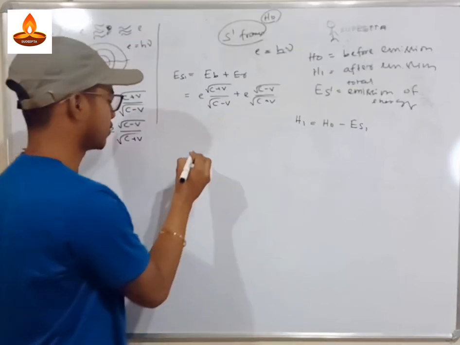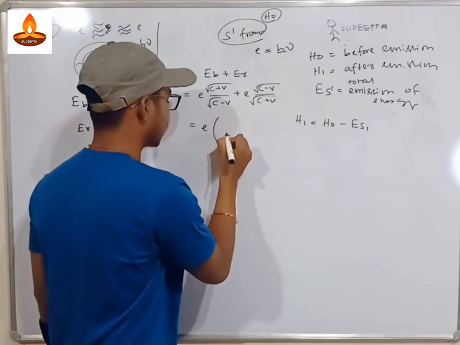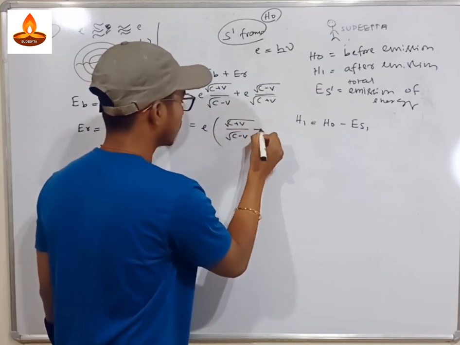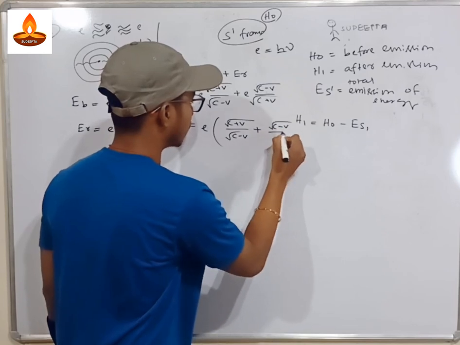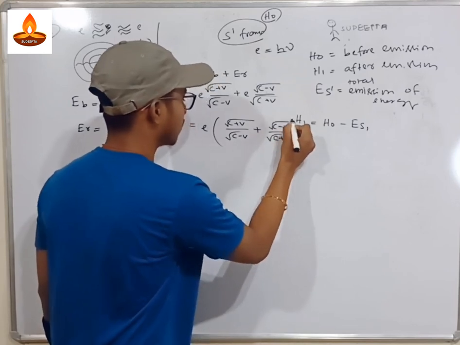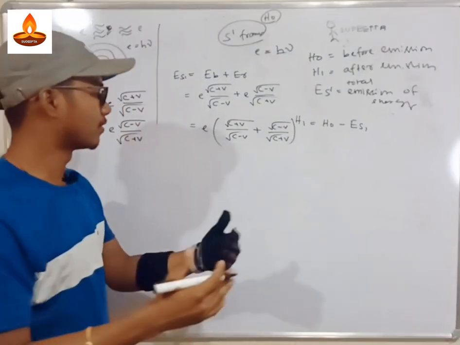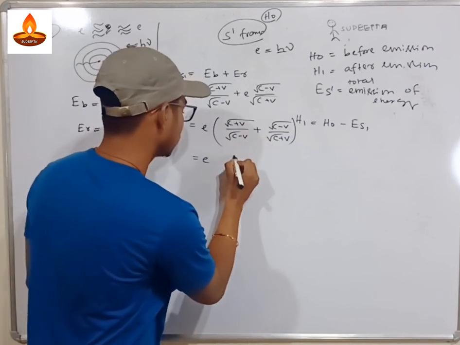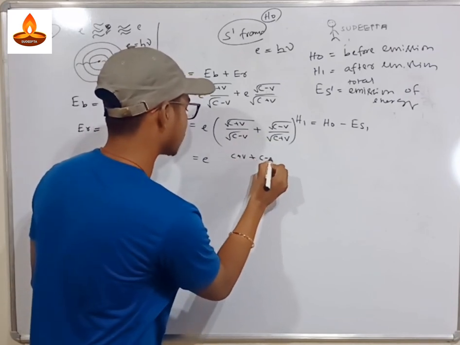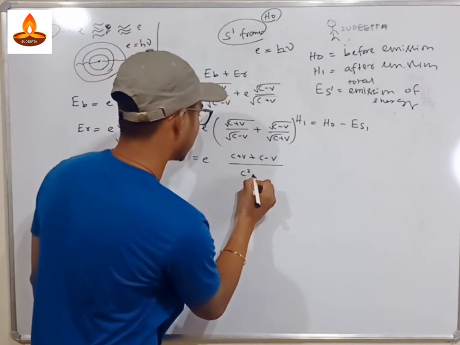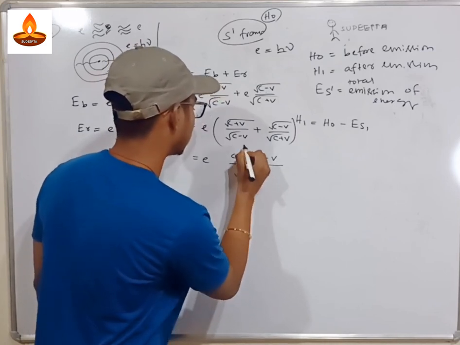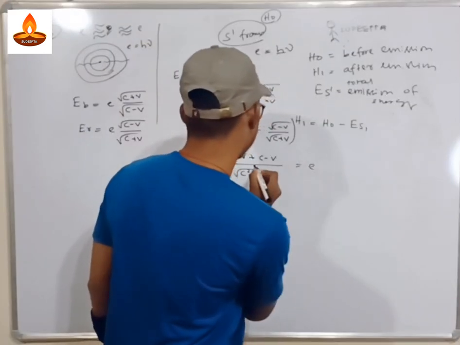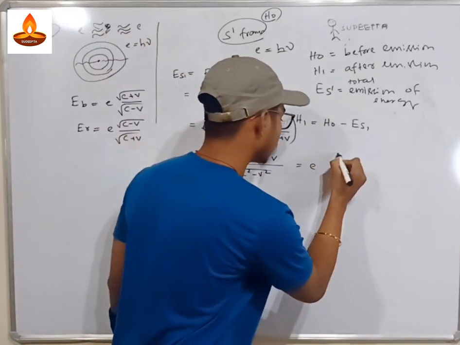We can take common small e. Very simple calculation, all you know. It becomes root of (c plus v) upon (c minus v) plus root of (c minus v) upon (c plus v). This is a simple calculation, no need to describe a lot about this. So small e times (c plus v plus c minus v) upon root of (c square minus v square). In the last step, the plus v and minus v cancel out, and that is equal to 2c.